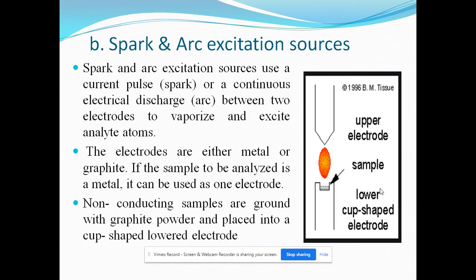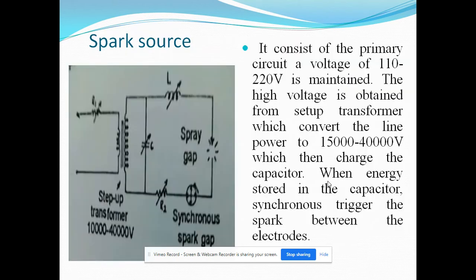Spark and arc excitation sources. Spark and arc excitation sources use a current pulse, that is a spark, or continuous electrical discharge, that is an arc, between two electrodes to vaporize and excite an analyte atom. Here are the two electrodes, the upper electrode and the lower cup shaped electrode. Non-conducting samples are ground with graphite powder and placed into the cup shaped lower electrode.